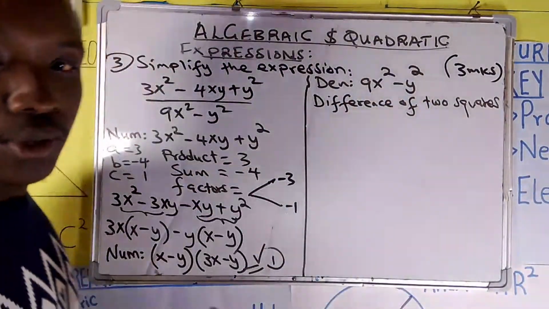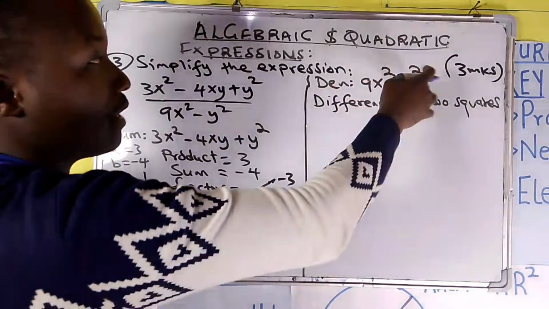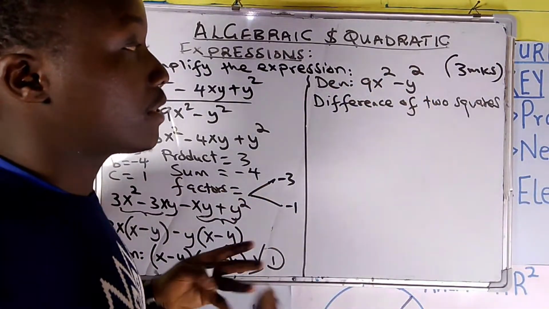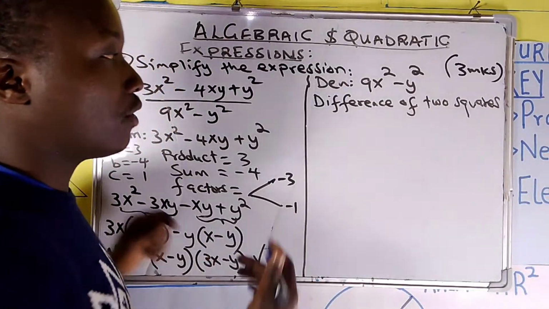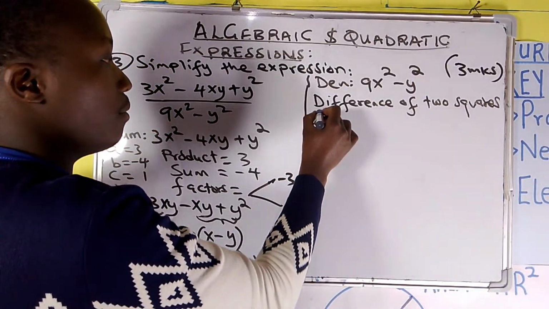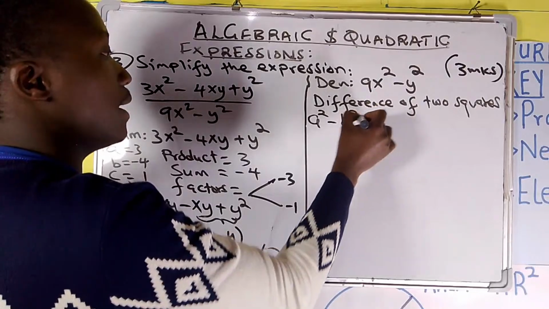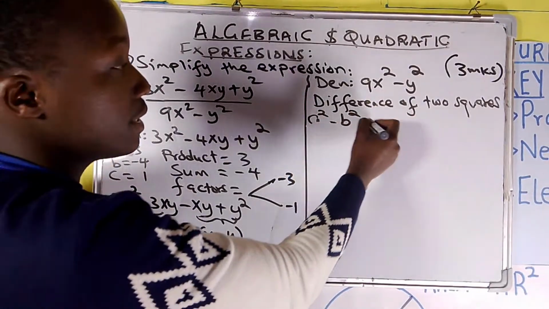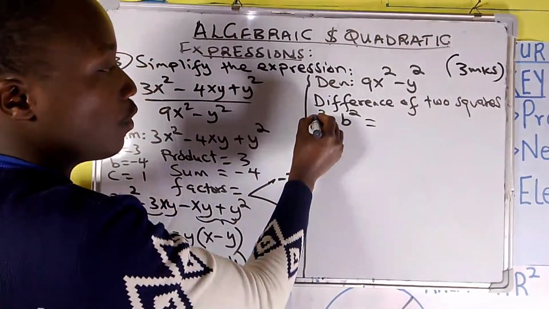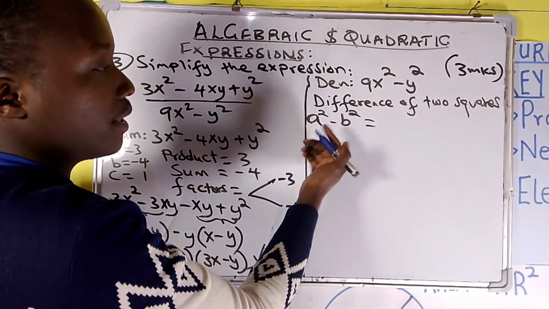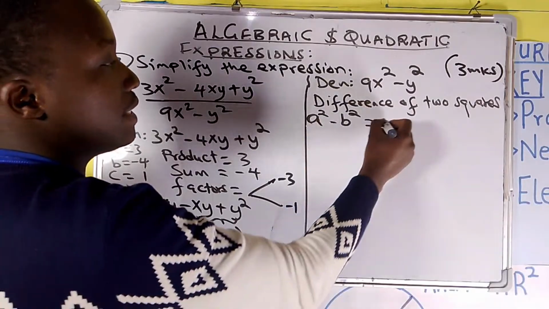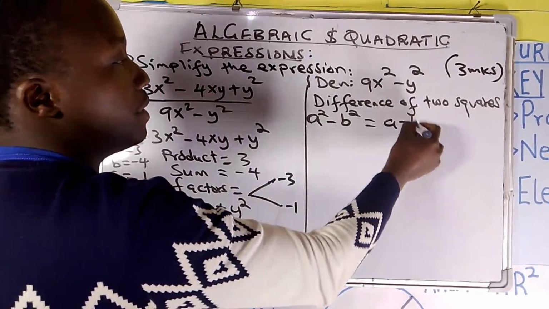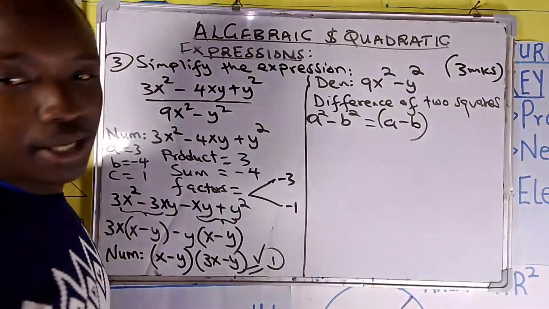So what we are going to do in this case, we will apply the formula of simplifying or factorizing difference of two squares. And the formula is a squared minus b squared. Once we have a difference of two squares like this, it is equal to, we find the square root of a squared. The square root of a squared is a. Then the square root of b squared is b. It will be a minus b.